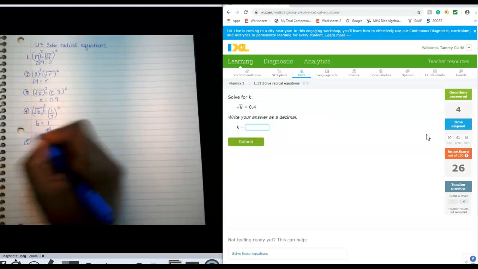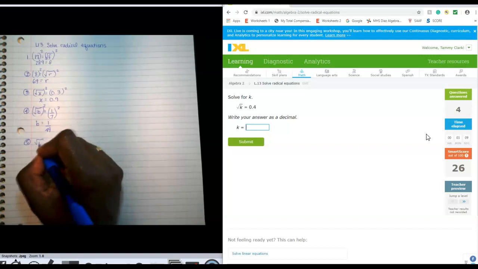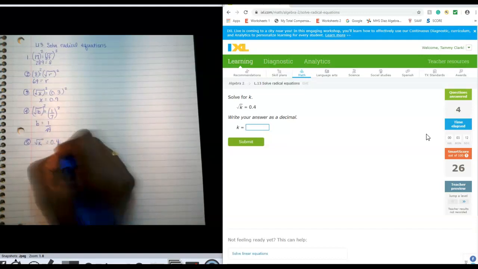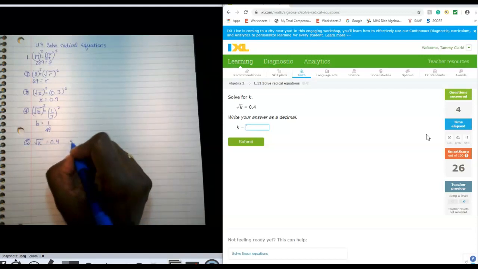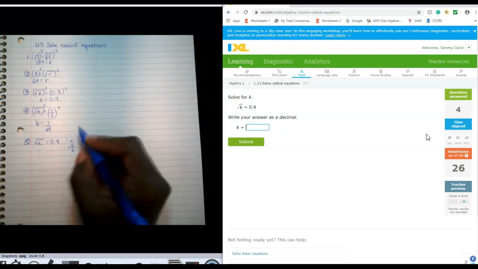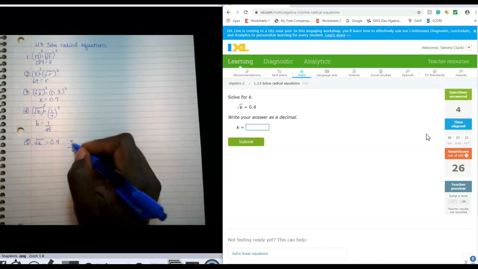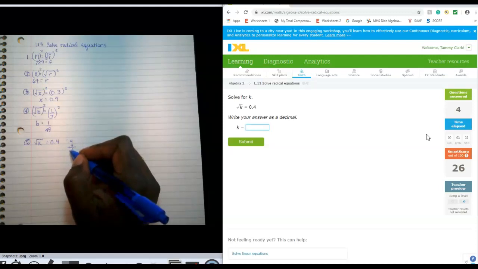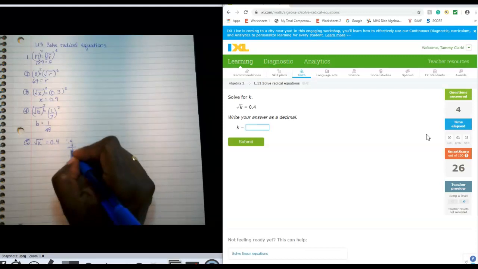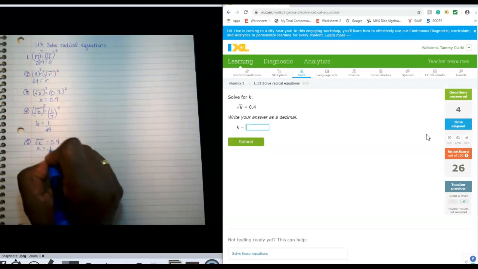Number 5, we've got the square root of k is equal to 0.4. Now this time I'm going to be a little bit more careful, so I'm going to square 0.4. 4 times 4 is 16. I've got 2 decimal places, so my imaginary decimal place is here at the end. I'm going to move it 2 places. So that gives me k is equal to 0.16.